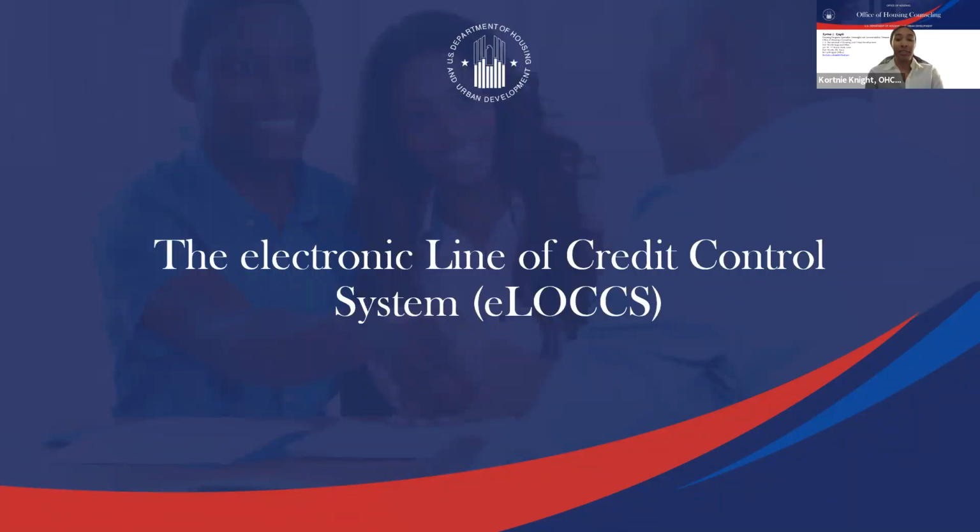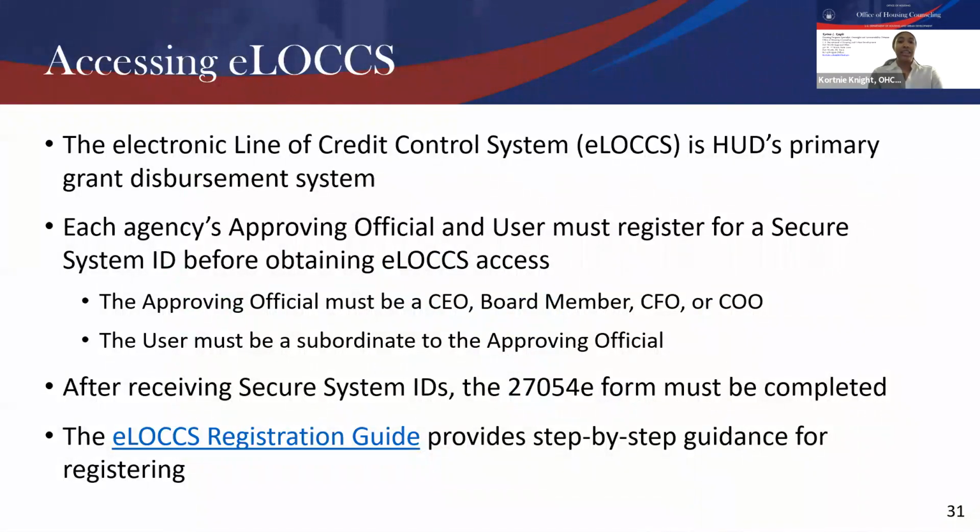I am the team lead for eLOCCS for the Office of Housing Counseling. So today I'm giving you just a brief overview of our system, eLOCCS. eLOCCS is our primary grant disbursement system that we use here at HUD. There are 2 main players in eLOCCS: the approving official and the user. Both individuals must register for a Secure Systems ID before obtaining eLOCCS access. Secure Systems is the portal that we use to access eLOCCS.